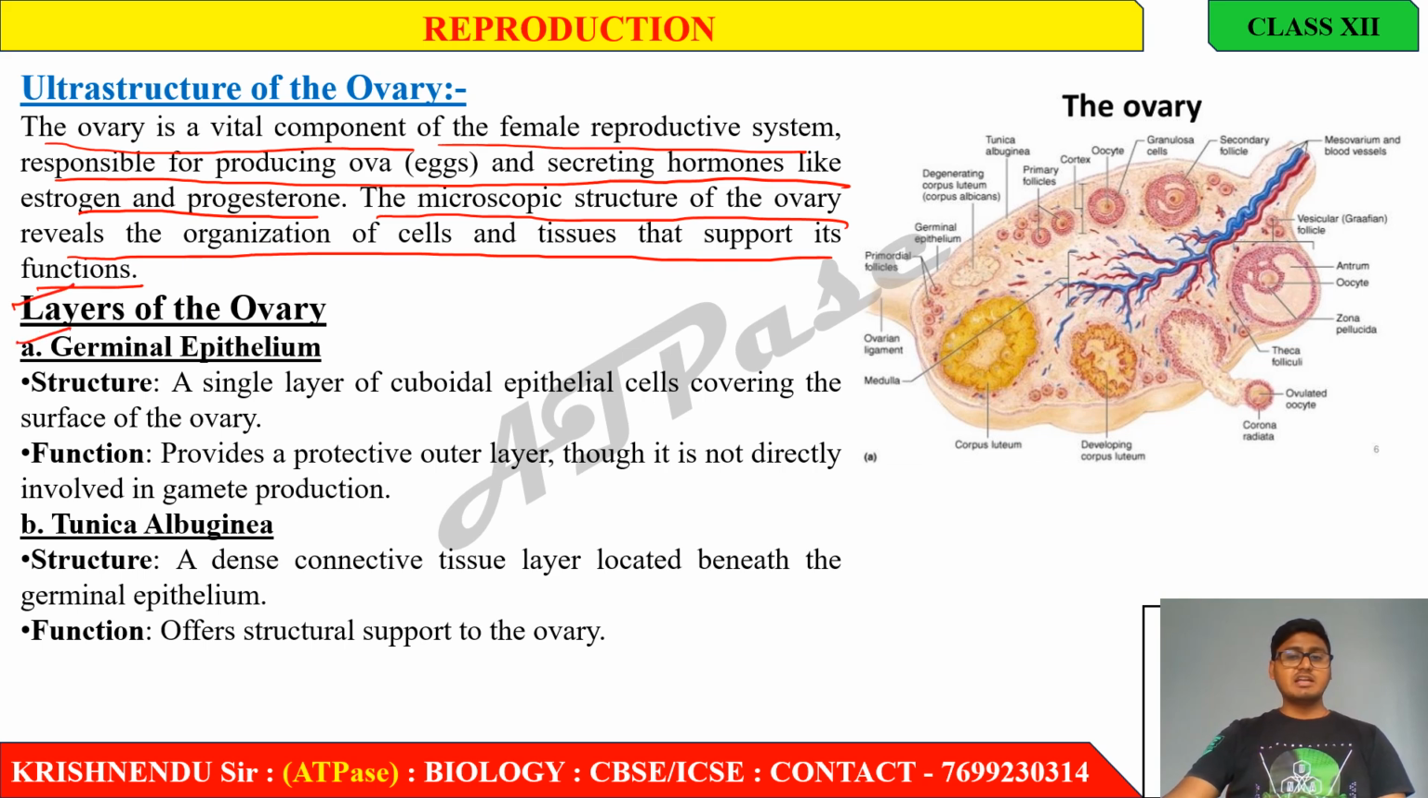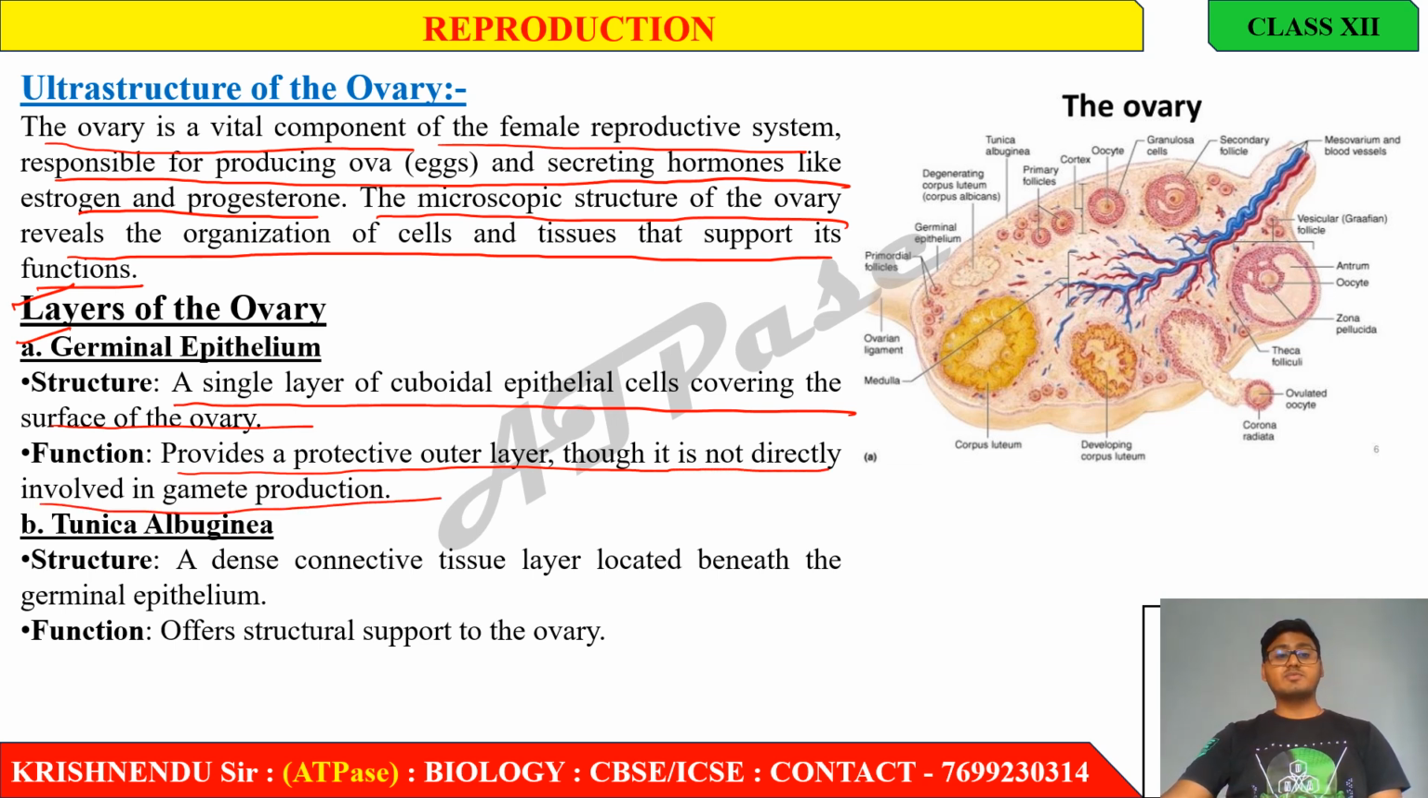At first, the germinal epithelium. What is the germinal epithelium? The germinal epithelium is a single layer of cuboidal epithelial cells covering the surface of the ovary. So the outer surface of the ovary is covered by germinal epithelium. What is its function? It provides a protective outer layer. It is not directly involved in gamete production, but it can protect the ovary from the external environment.